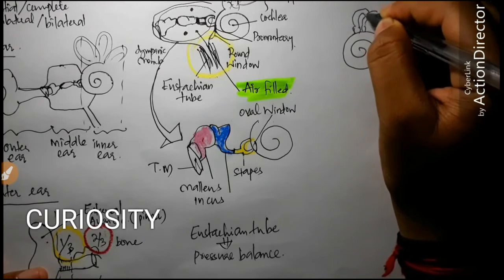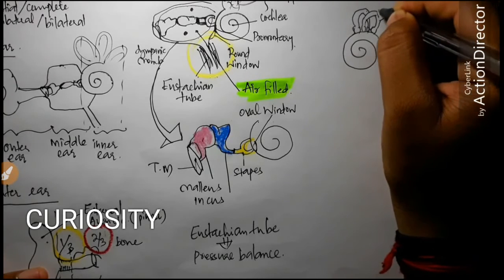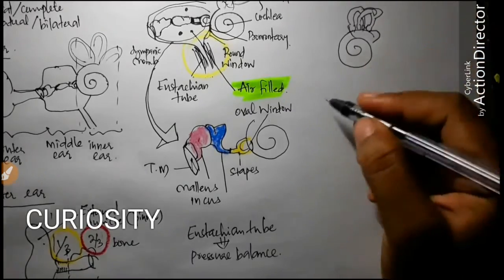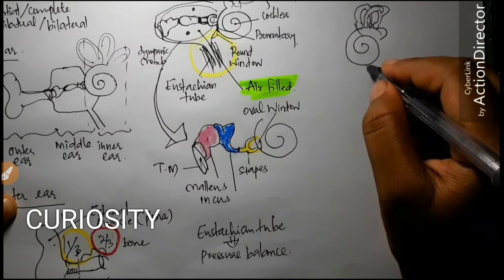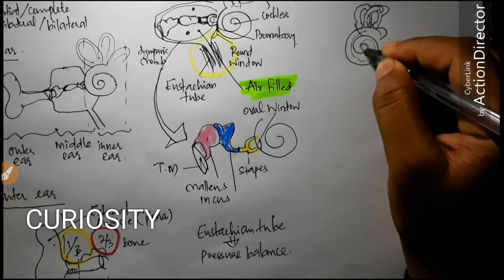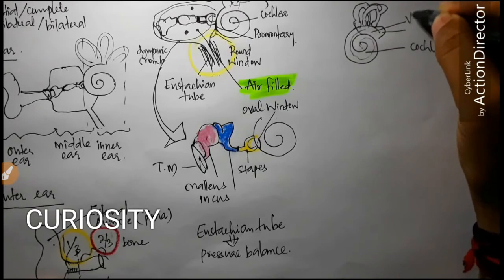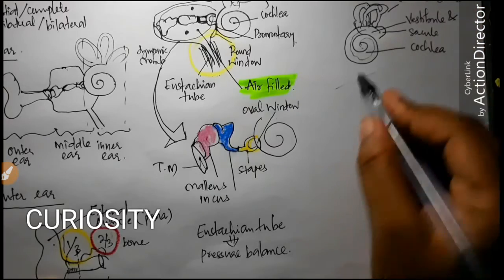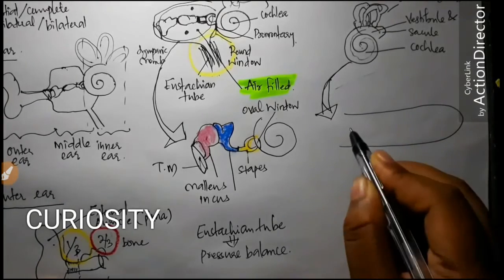If you look into the inner ear, there comes the hearing organ, the cochlea, and the vestibular apparatus. This coiled structure is known as the cochlea, and above that there are the utricle and saccule, and above that there are the semicircular canals. They are 3 in number and they are all perpendicular to each other.